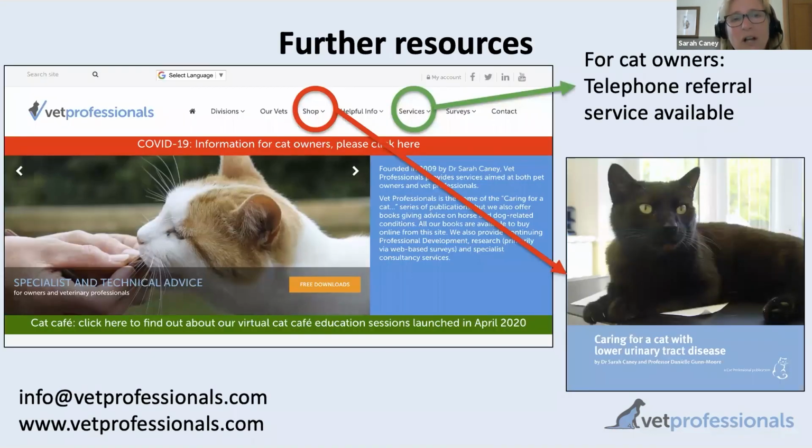So to conclude, I'll just remind you of some useful resources on the website. So we do have one of our book titles that relates to this topic. Caring for a Cat with Lower Urinary Tract Disease is one of the Caring for Cats series of books. And this one was written by myself and Professor Danielle Gilmore of the University of Edinburgh, and is designed to be supportive to anyone who's had a cat with lower urinary tract disease in terms of explaining, as I've done today, what the causes are, but also management. So it really includes everything that I'm talking about in this series of webinars, but you might find it helpful as an additional resource.